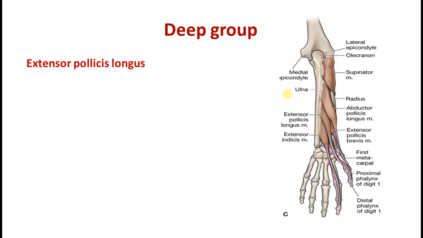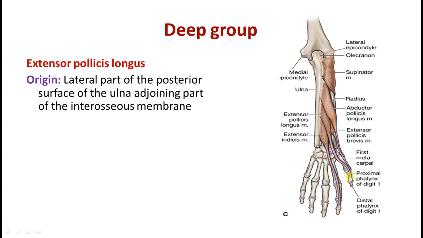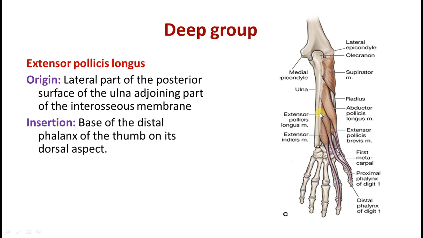The next muscle you are going to see is the extensor pollicis longus muscle, arising from the posterior surface of the ulna and the adjoining part of the interosseous membrane. It inserts into the base of the distal phalanx. While the extensor pollicis brevis inserts into the base of the proximal phalanx, this one inserts into the base of the distal phalanx. It is responsible for extending the distal phalanx of the thumb, that is the lower part in the anatomical position, otherwise the upper part of the thumb.